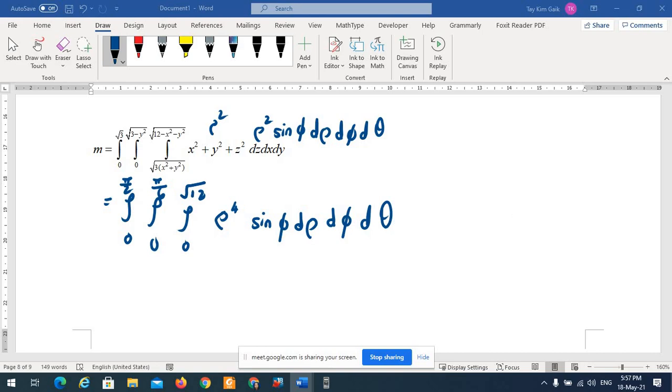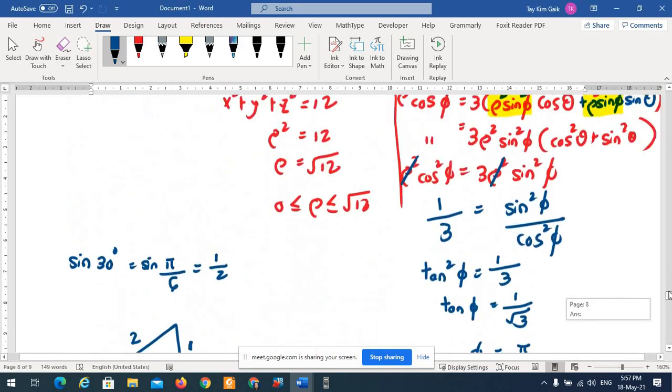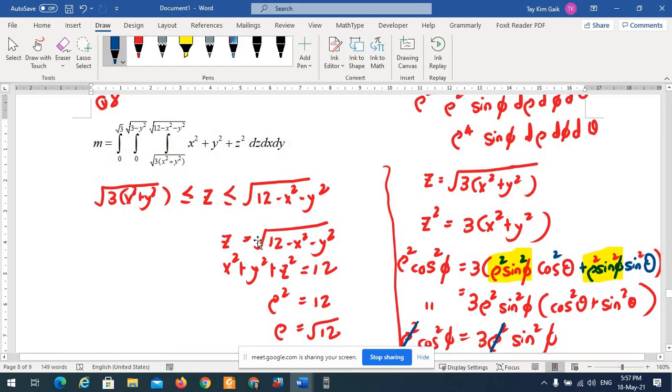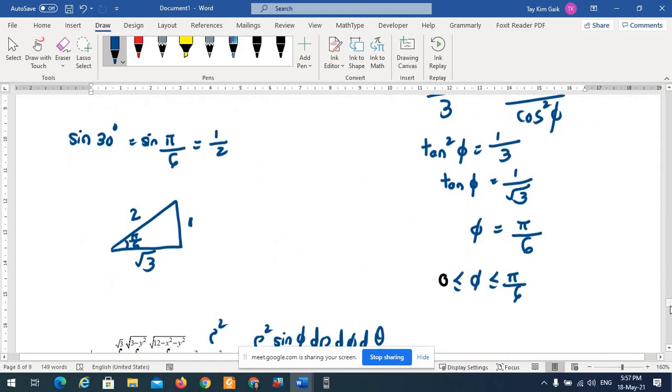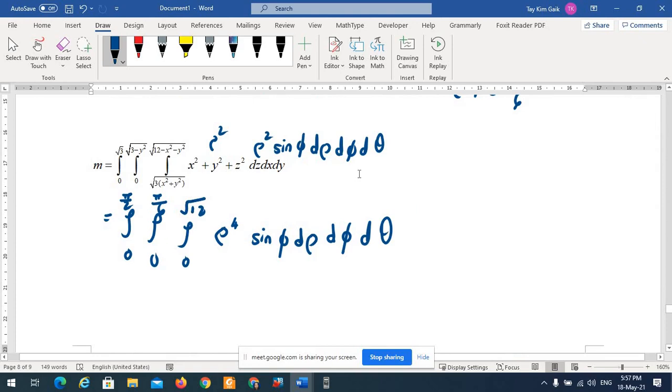Solving the upper hemisphere equation here, z equals root of 12 minus x squared minus y squared, you get rho is 2. Solving the cone equation, you get phi is pi/6. Now you can integrate it. Start from rho. When you integrate with respect to rho, phi is constant, theta is constant, then plug in the limit. Later on, integrate with respect to phi. Integrate sin phi, you have negative cos phi. Plug in phi from 0 to pi/6. Lastly, integrate with respect to theta from 0 to pi/2.